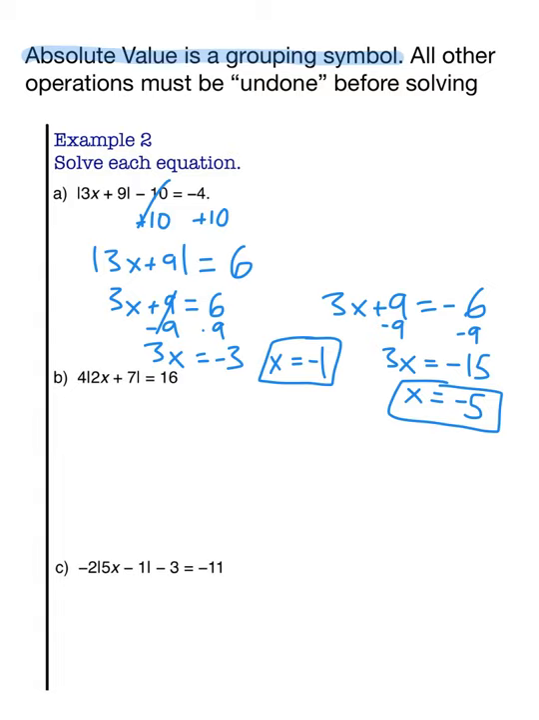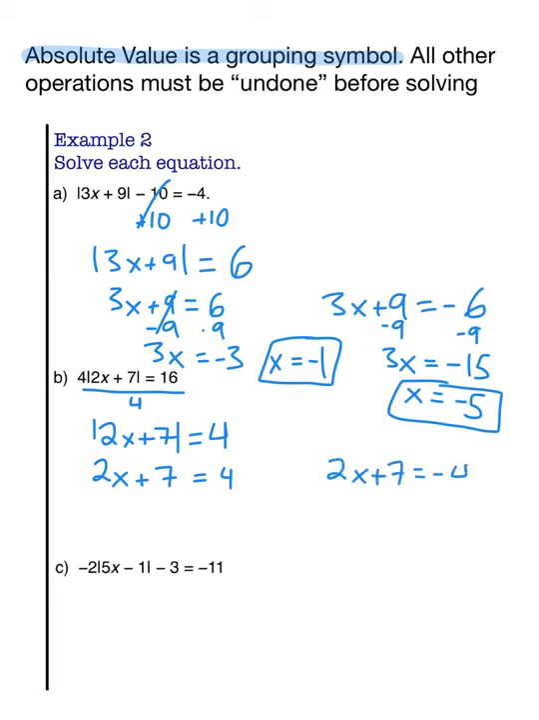All right, so part B, I have 4 times the absolute value of 2x plus 7 equals 16. I have to get that absolute value by itself, so the first thing I'm going to do is divide by 4. Divide both sides by 4, so now I have the absolute value of 2x plus 7 equals 16 divided by 4, which is 4. Now I have just an absolute value equal to a number, so I'm going to set up two equations. 2x plus 7 equals 4, or 2x plus 7 equals negative 4.